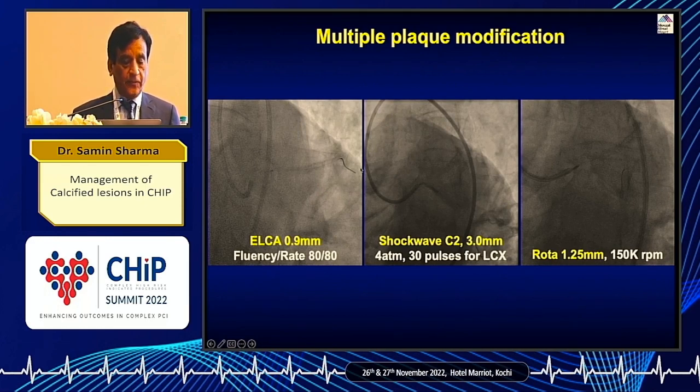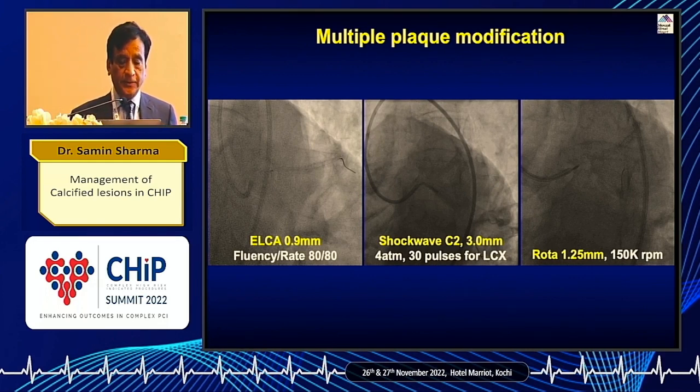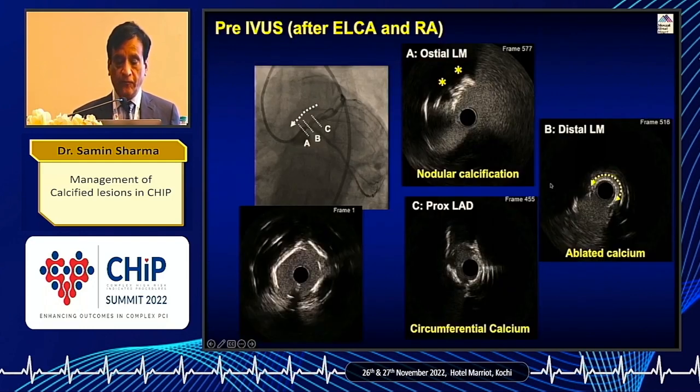Then the question was, as shown earlier by Hazra, that you do shock wave of the side branch. That will open up some of the LAD calcium. So this is what we did, shock wave of the side branch. And then we were able to advance the rota wire into the LAD with a 1.25 millimeter burr.